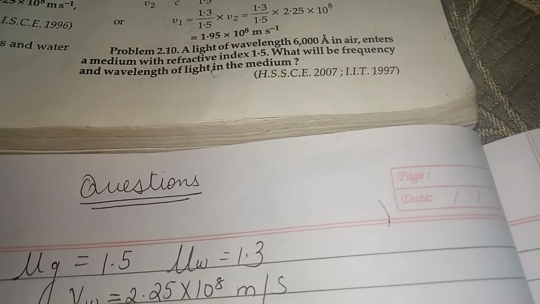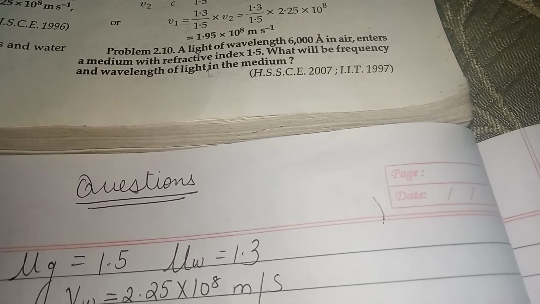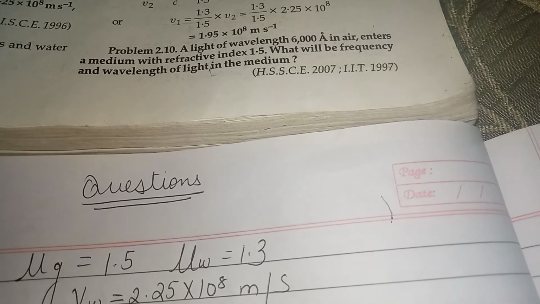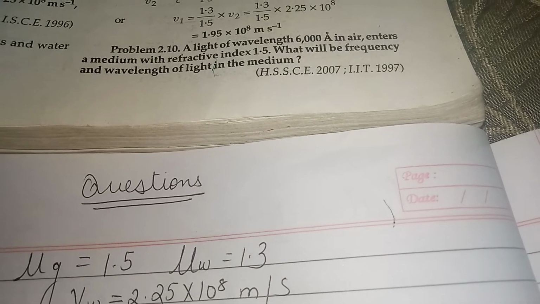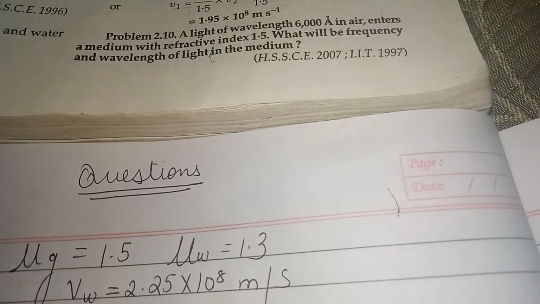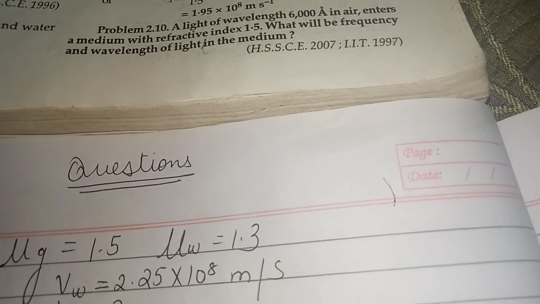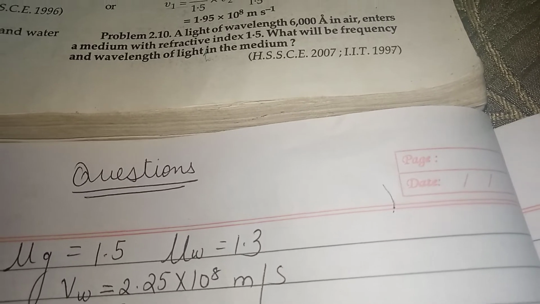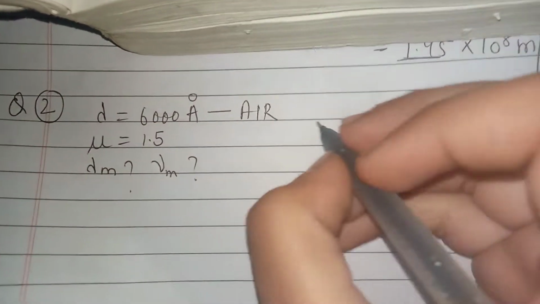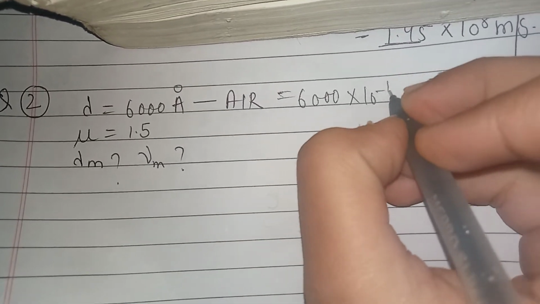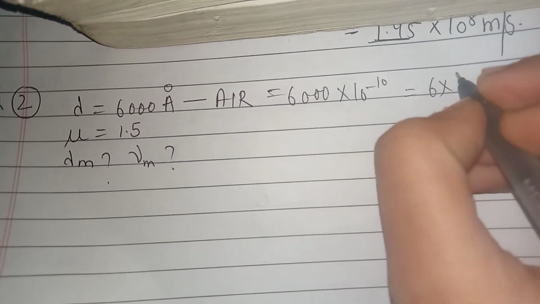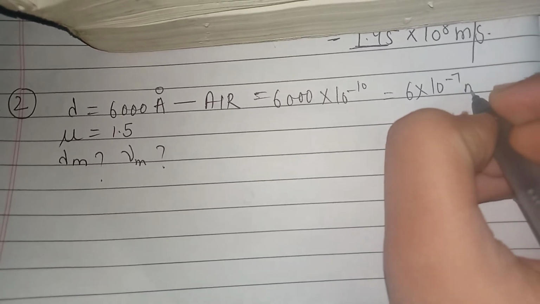Question 2 is, light of wavelength 6000 angstrom in air enters a medium with refractive index 1.5. What is the frequency and wavelength in the medium? The wavelength is 6 into 10 raised to minus 7 meters.